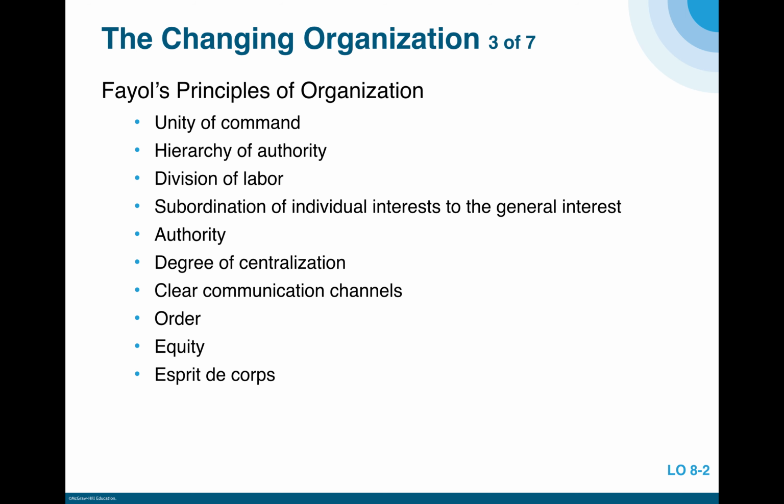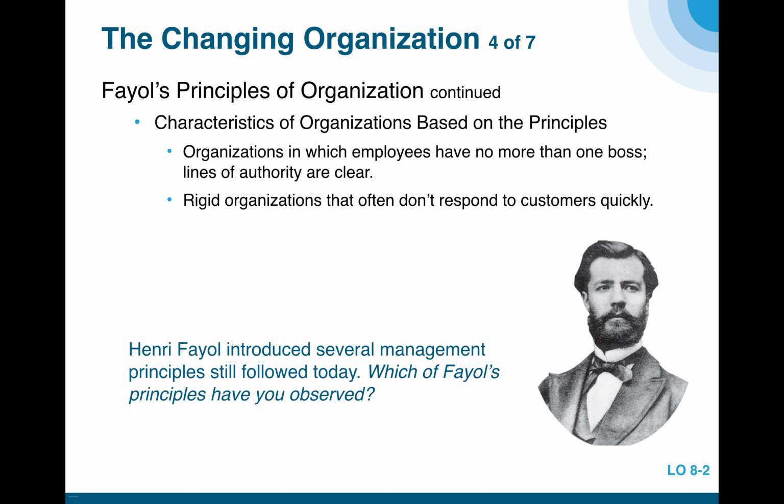So Fayol's principles of organization: unity of command, a hierarchy of authority, division of labor, authority, degree of centralization, a lot of order that goes into it. Continue with him. So characteristics of organizations based on the principles: organizations in which employees have no more than one boss, lines of authority are very clear, rigid organizations that don't respond to customers very quickly. So he introduced several management principles still followed today.